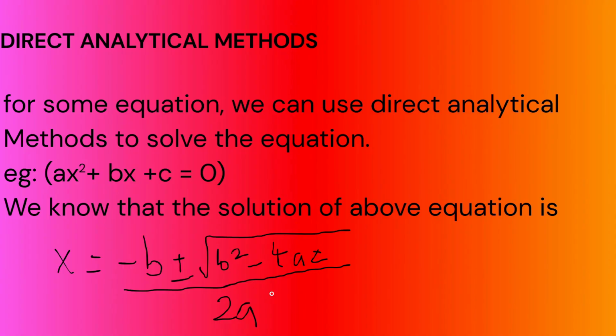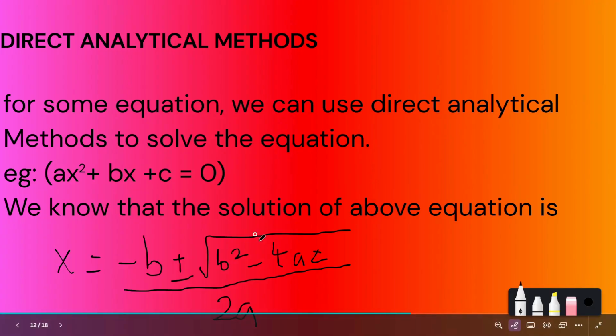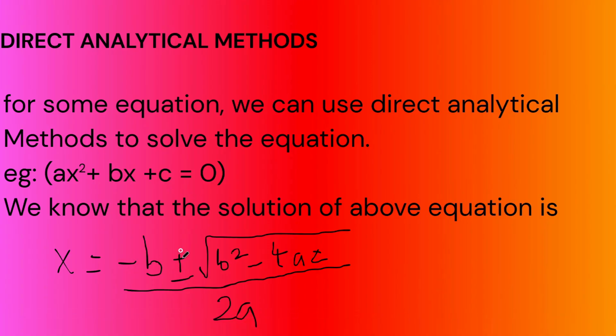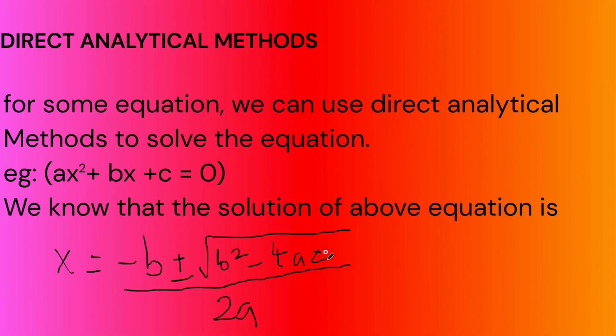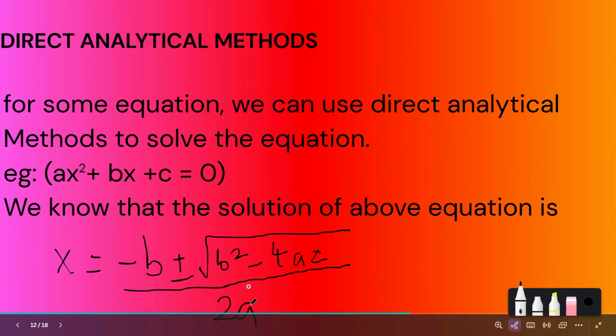For example, ax squared plus bx plus c equal to 0. We know that the solution of this equation is this formula. So x equal to minus b, plus or minus square root of b squared minus 4ac, all over 2a.